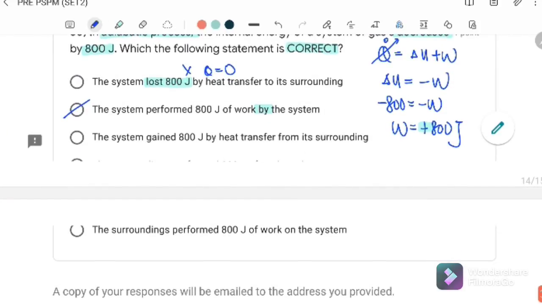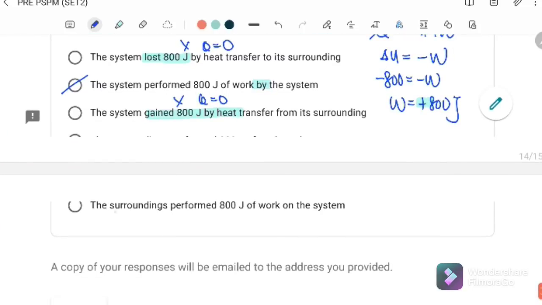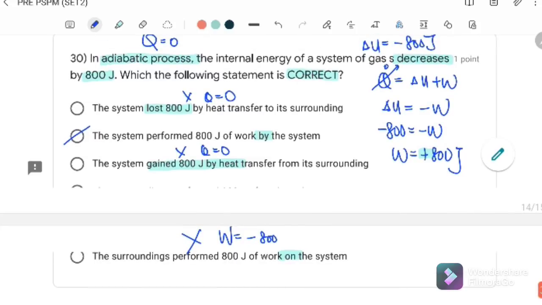If you look at the answer at C, the system gained 800 joule of heat, also wrong because Q is equal to 0. And for D, the surrounding performed 800 joule of work on the system. On the system means that the work done is equal to negative 800. So this one is also wrong. So the correct answer is B.